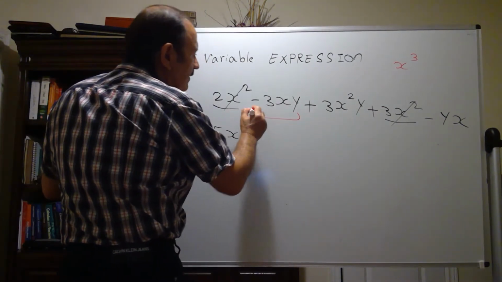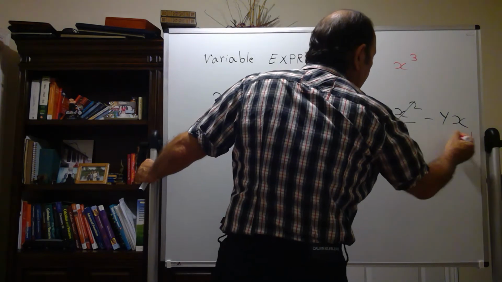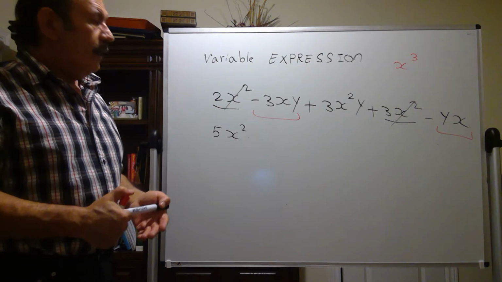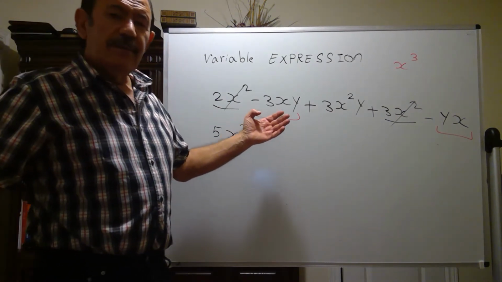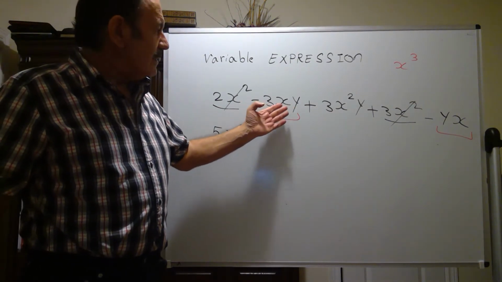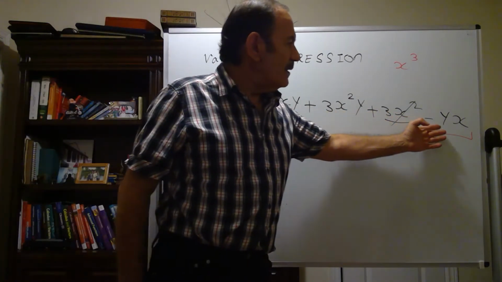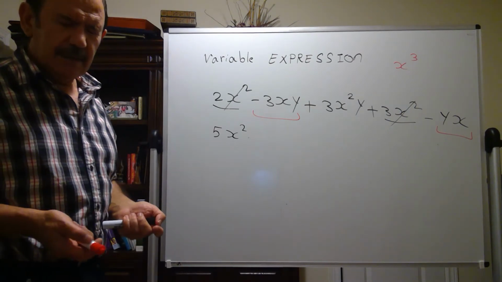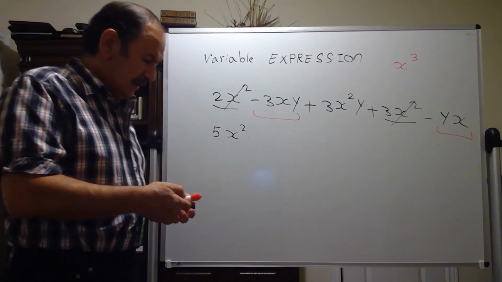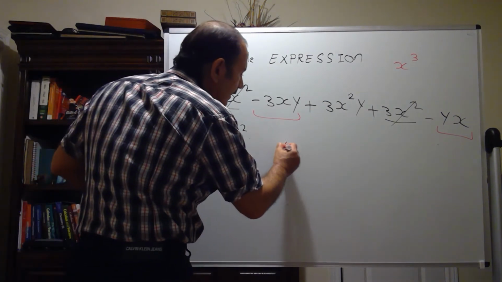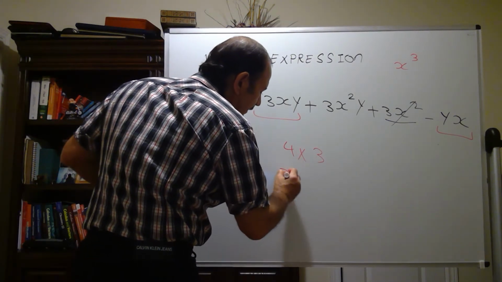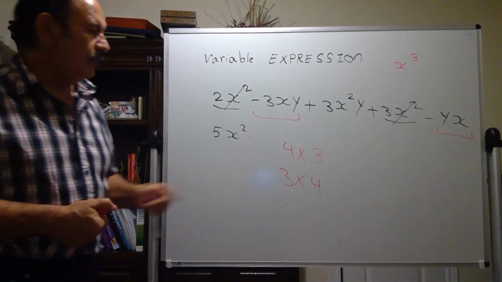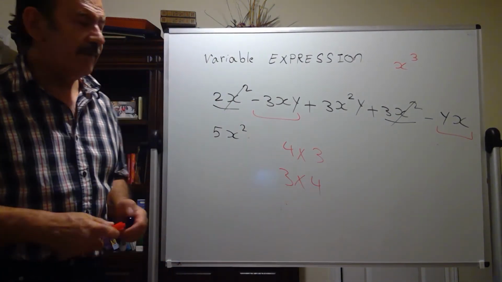These two terms, this one and this one. Are these two like terms? Look at the base first. The base of this one, the variables are x times y. This one is y times x. So they are like terms. In multiplication, we can change the order. 4 times 3 and 3 times 4 are the same. 4 times 3 is 12, 3 times 4 is 12.